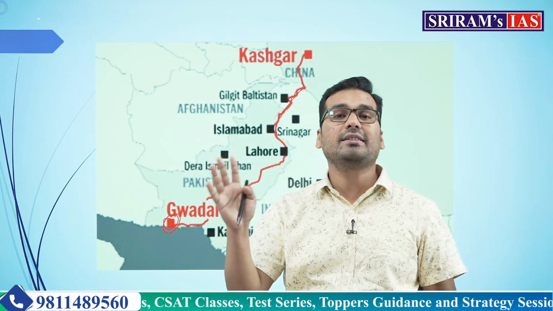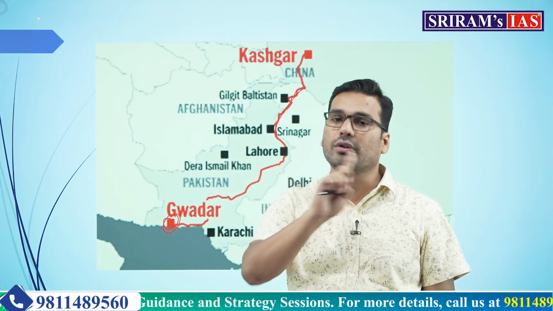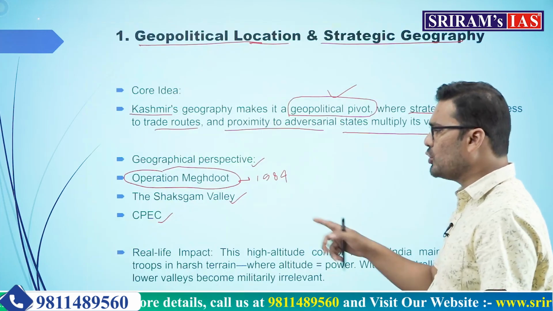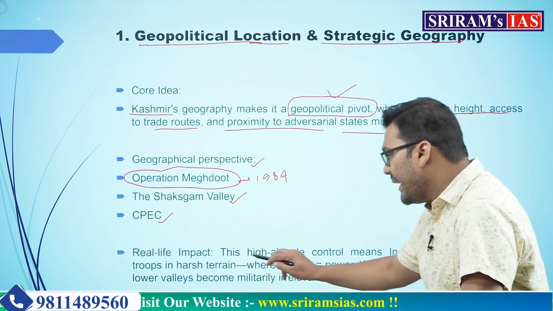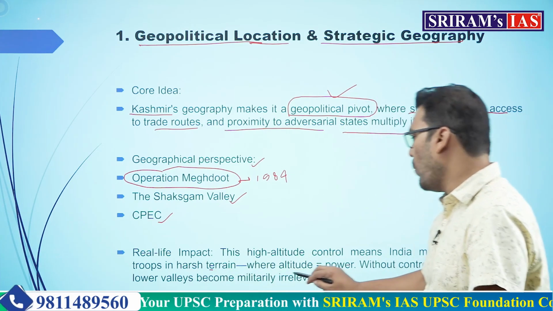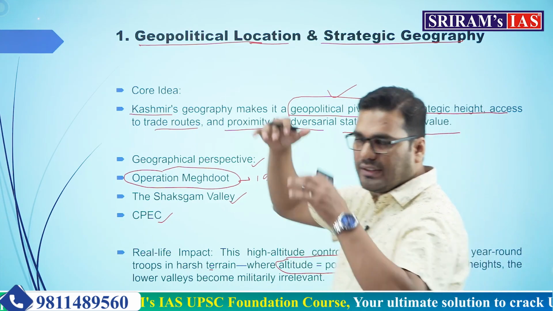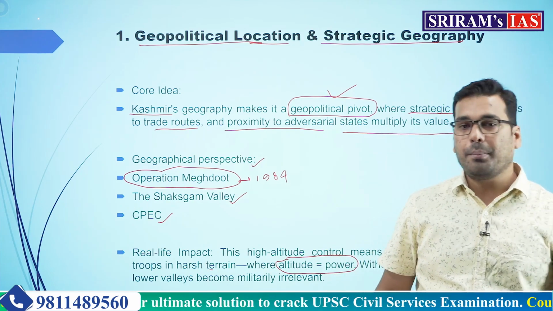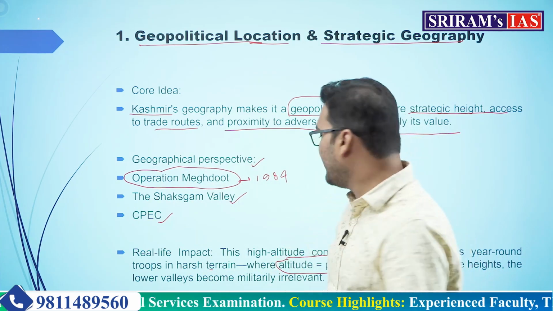So these are called hypocrisies. If I do, this is right. If you do, no, this is wrong. So this is something we will also not tolerate. Now, all of this actually leads us to this. The real life situation is high altitude control, which means India maintains year-round troops in harsh terrain where altitude is equal to power. This is important. As I told you, these are the high areas. Now these high areas, because of their altitude, because of their surveillance skill, because of their vision, have become very strategic.